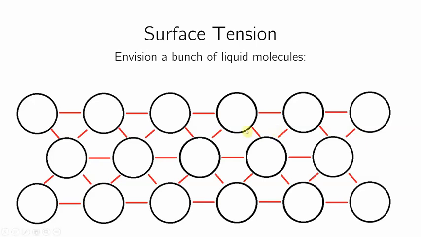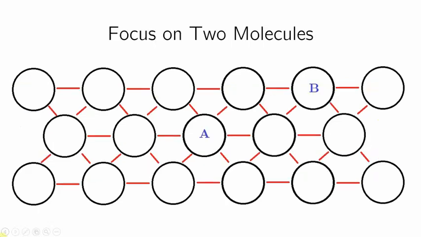So imagine I have a bunch of liquid molecules in a container, right? There are more at the bottom, but no more at the top. This is the surface, the top of the cup. So I have a cup, and at the top of the cup I have some water molecules. Let's focus on two molecules, A and B.